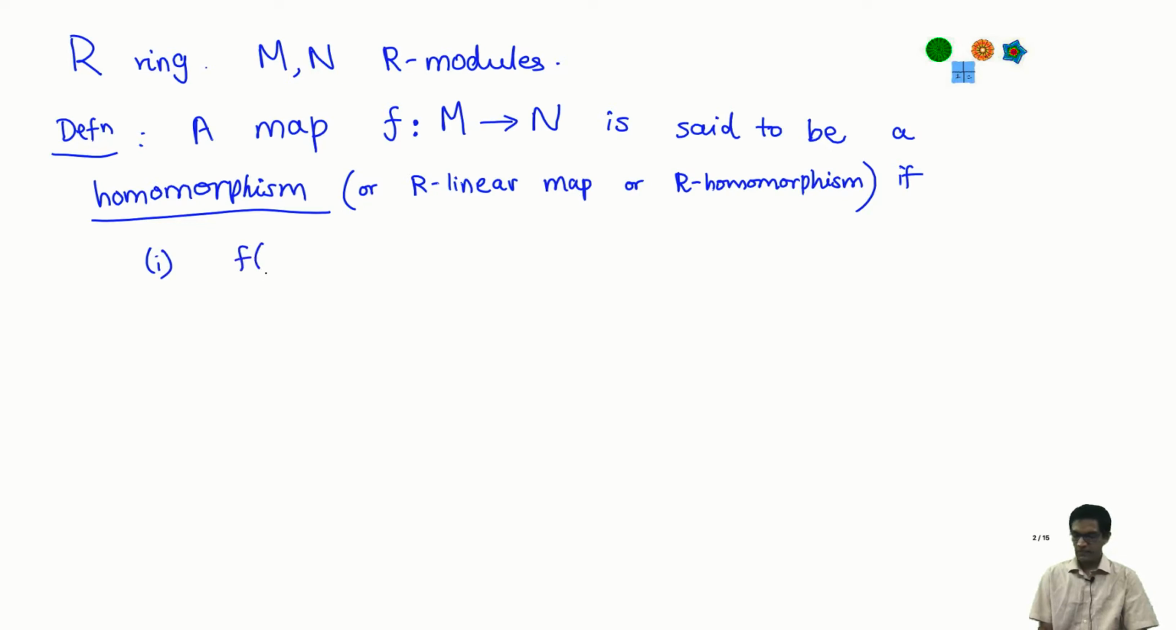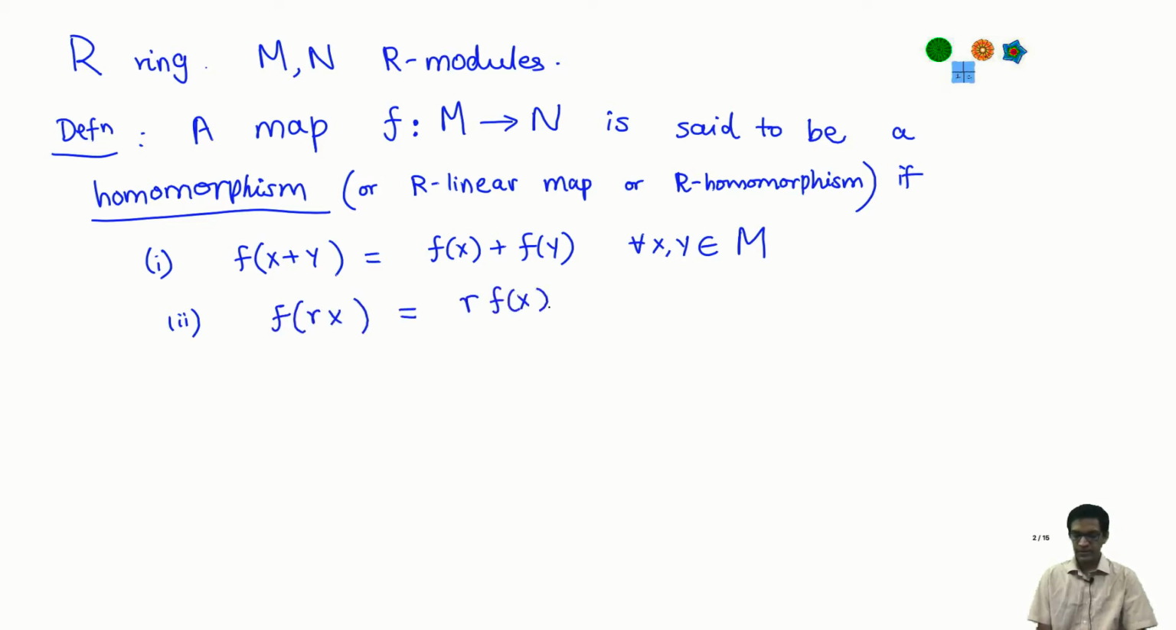One, that f of x plus y equals f of x plus f of y for all x and y in the set M, and property 2 is that f of r acting on x should be r times f of x. So this is for all x in M and for all ring elements r in R. Okay, so in other words, a module, remember, has two important operations, that of addition and scalar multiplication by the ring R. And a homomorphism is a map which preserves these two operations.